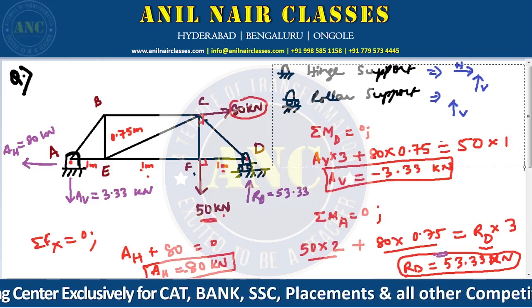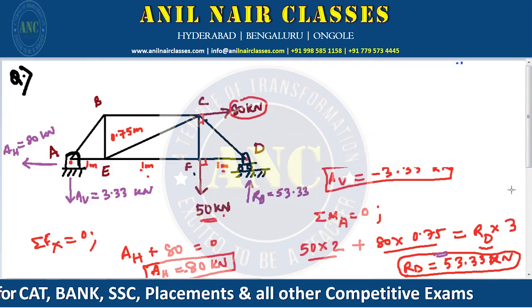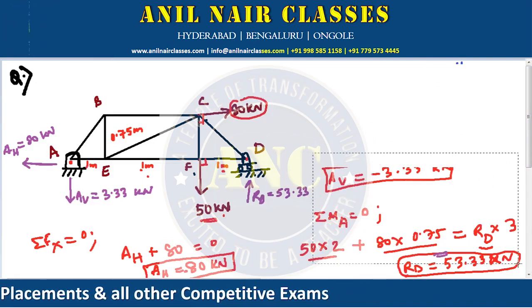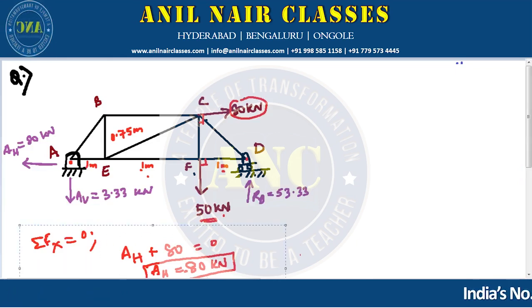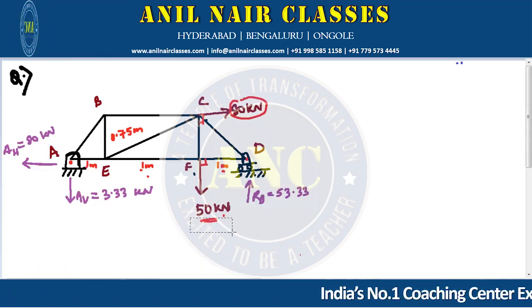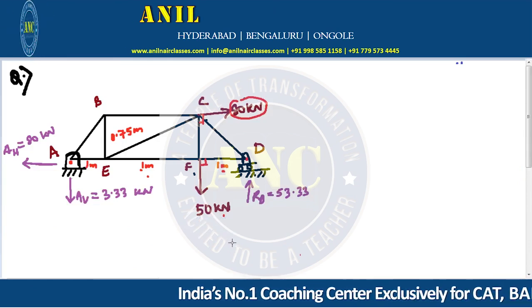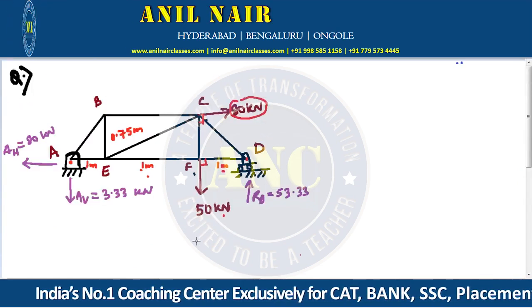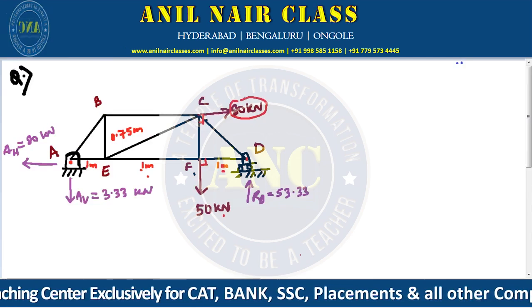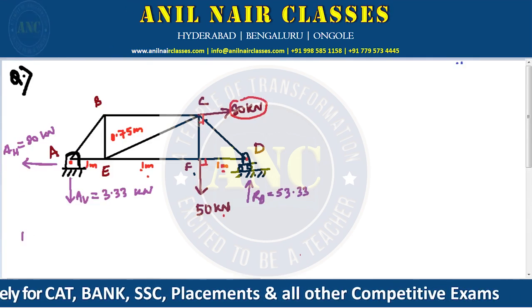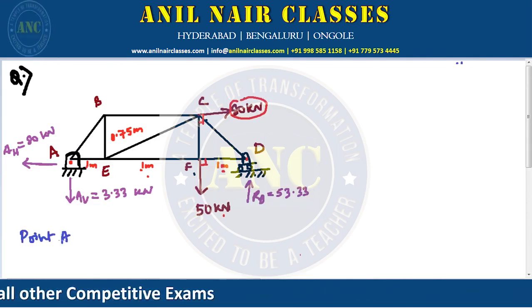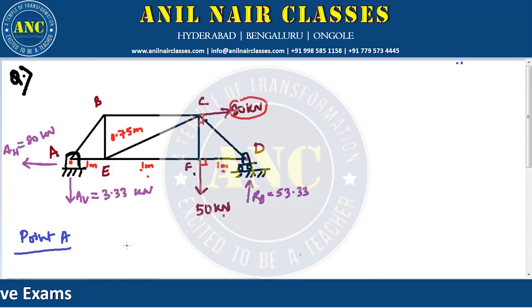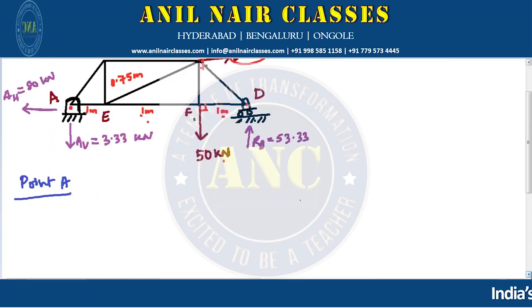Now all our forces are known. Now we are ready to solve the problem and to find the reaction in each member. So what we do is, the very first thing, we'll go for A, point A. We'll calculate for point A. So what is point A? See here.